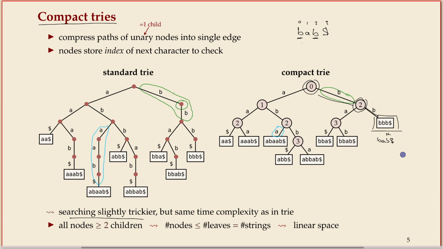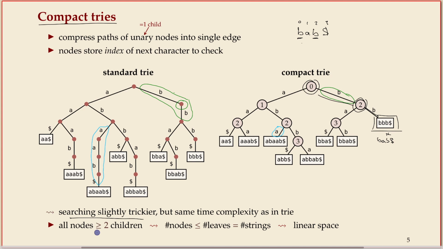So we would have to declare the key is not contained in the symbol table in this case. But that's how the search works. So the slightly trickier part is just these two things. You have to check the index you're comparing, and you have to compare the entire string at the end, because it might be that you jumped over some of the characters.